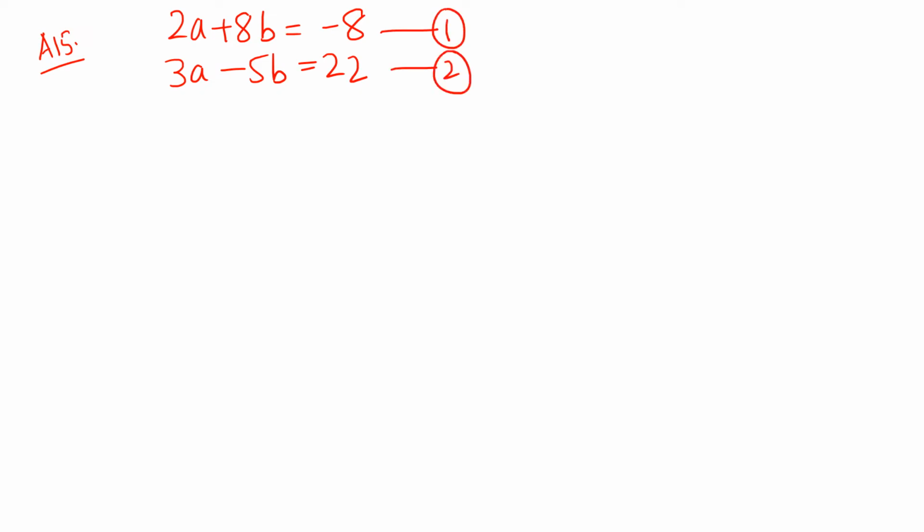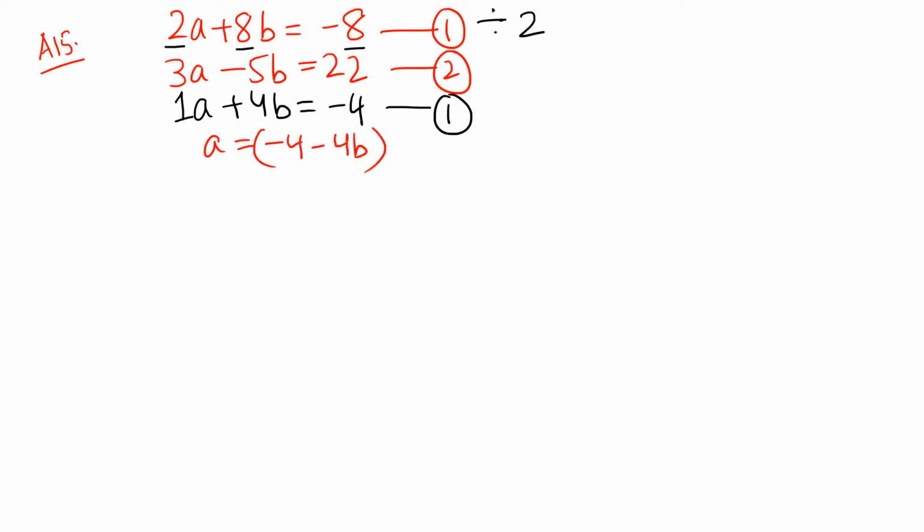Now, if you look at the coefficients of the first equation, they are all multiples of 2. That means 2 is common, so we can divide this by 2. Why? I will explain now. This becomes a plus 4b is equal to minus 4. So equation number 1 reduces to this form, and now the coefficient of a is 1, so it is easy to substitute. From this one I can get a is equal to minus 4 minus 4b. This is coming from equation 1, and now we are going to substitute this in equation 2.